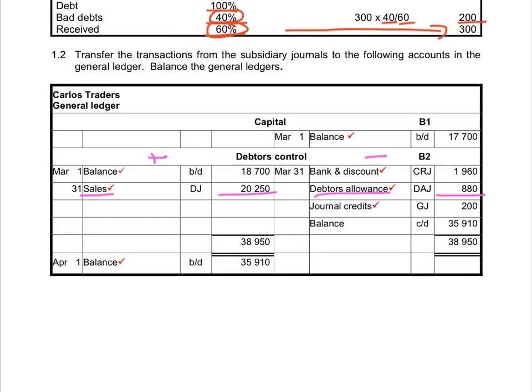In the debtors control account, you will indicate that the total amount that will be used to reduce the debtors is 1960. Some of this money was received and will be recorded on the debit side of the bank, and some of this money was for discount allowed, and that portion will be debited to the discount allowed account. So it's very important to indicate that this figure includes bank and discount.